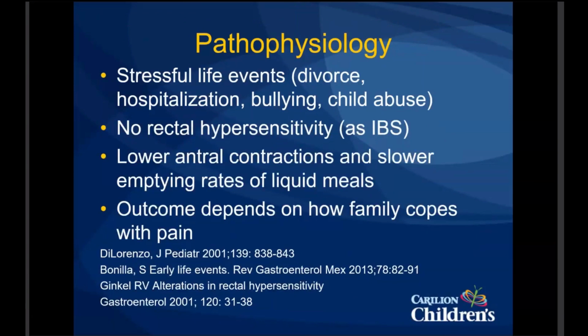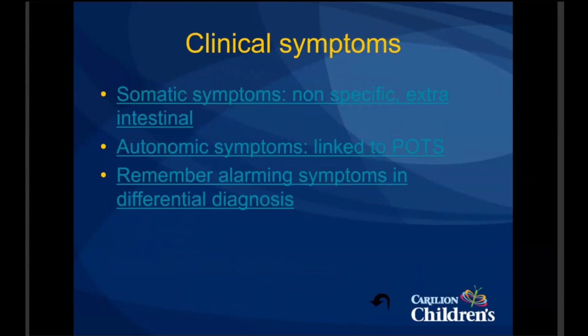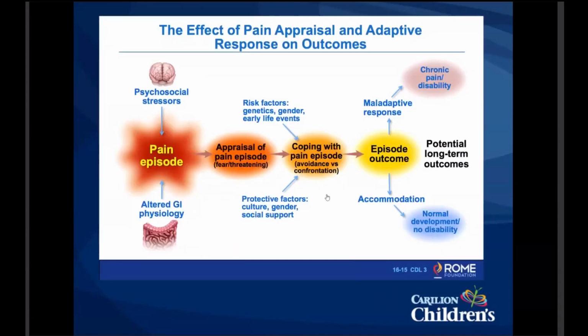Again, clinical symptoms: there might be somatic symptoms, and there might be autonomic symptoms like POTS. POTS is postural orthostatic tachycardia syndrome. It's quite common in patients with functional disorders of the gastrointestinal tract. But also always remember the red flags, the other alarming symptoms. Always keep in mind that there might be other causes, not just a functional pain. Again, this is similar to what I presented before, and we're going to go to treatment: antispasmodics like Levsin and Bentyl, amitriptyline, antidepressants like Zoloft, hypnotherapy, and cognitive behavioral therapy.